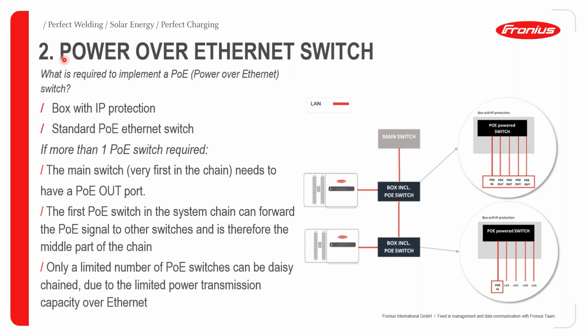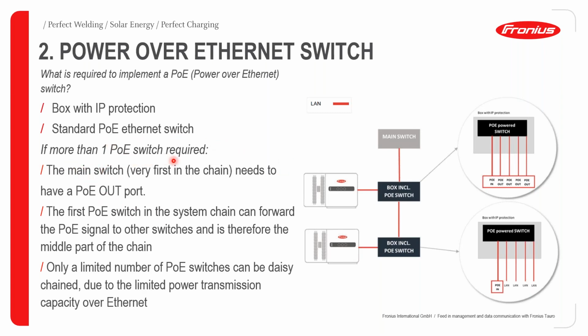The second type of switch is your power over Ethernet switch. What is required to implement a power over Ethernet switch? Firstly, we need a box with IP protection. Secondly, we need a standard PoE, which stands for power over Ethernet switch.